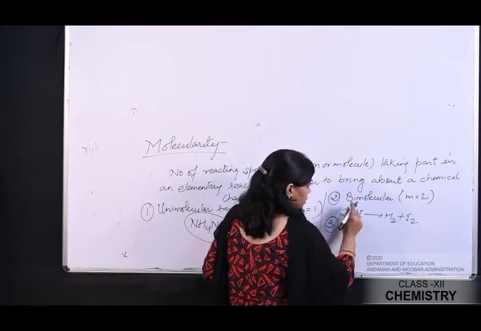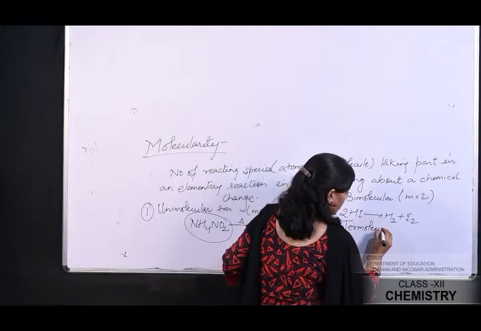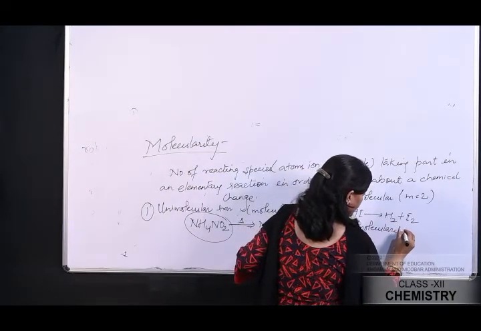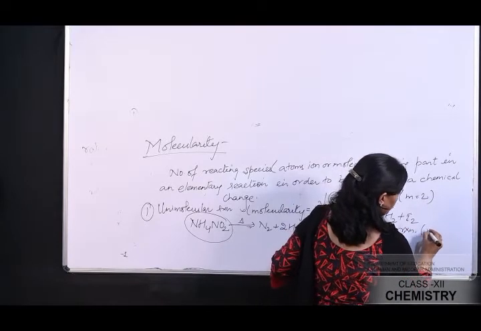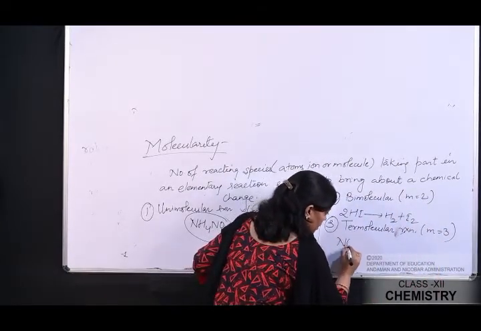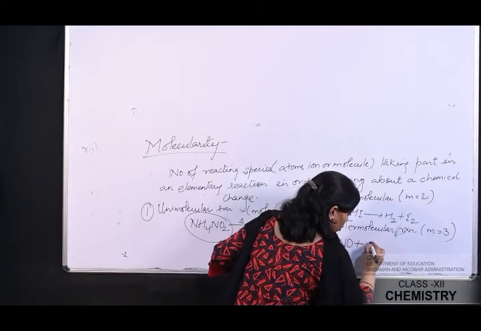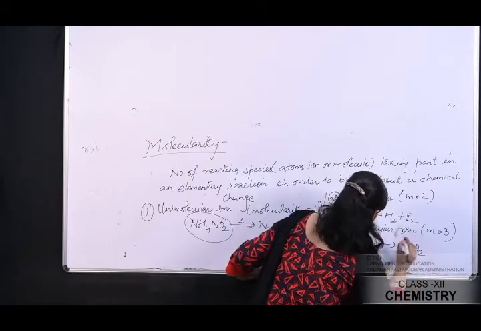Similarly, another reaction having molecularity 3 is named the termolecular reaction. Here the molecularity is equal to 3, and the example is the oxidation of nitric oxide to give nitrogen dioxide.